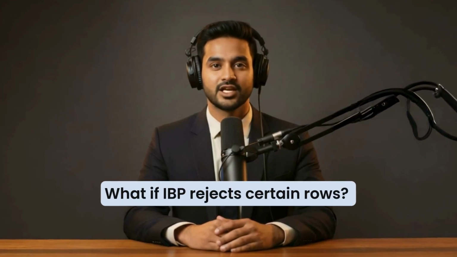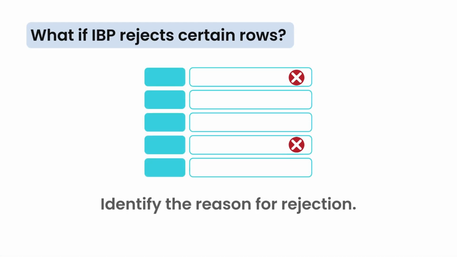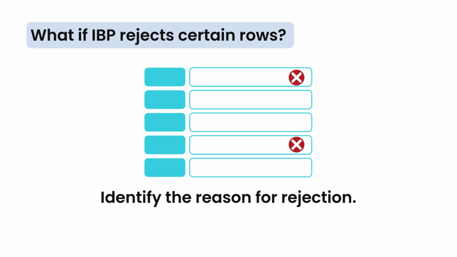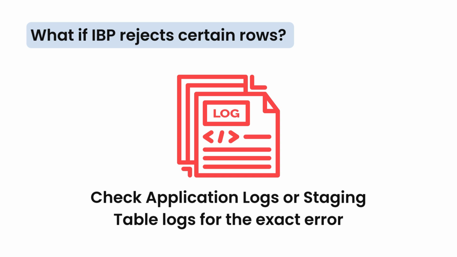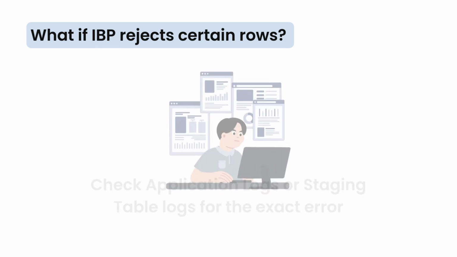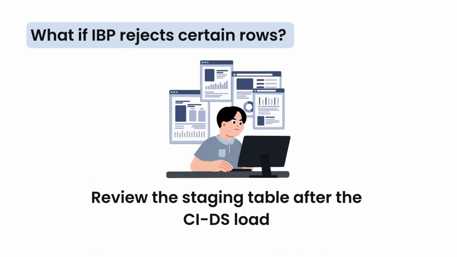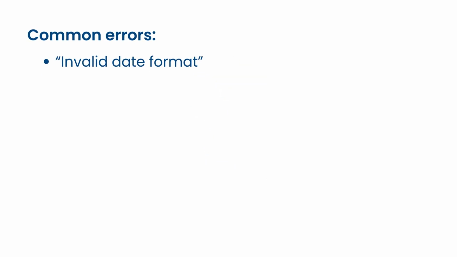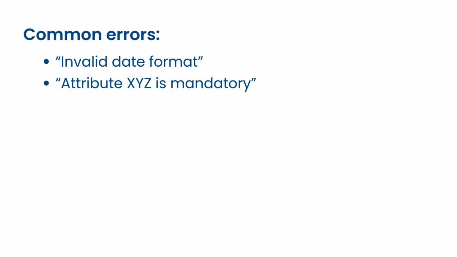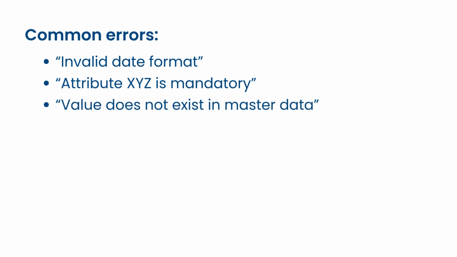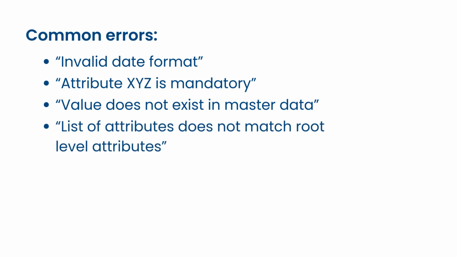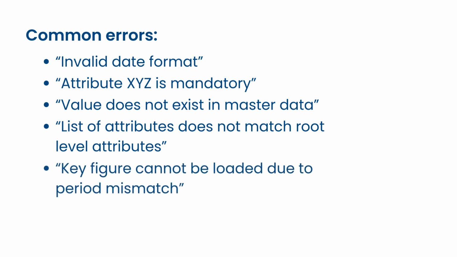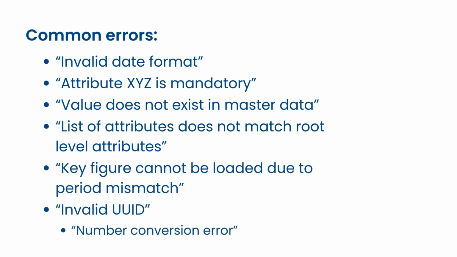What if IBP rejects certain rows? 1. Then we identify the reason for rejection. 2. Check application logs or staging table logs for the exact error. 3. Review the staging table after the CIDS load. 4. Fix the root cause based on error type. Common errors: Invalid date format. Attribute XYZ is mandatory. Value does not exist in master data. List of attributes does not match root-level attributes. Key figure cannot be loaded due to period mismatch. Invalid UUID. Number conversion error.